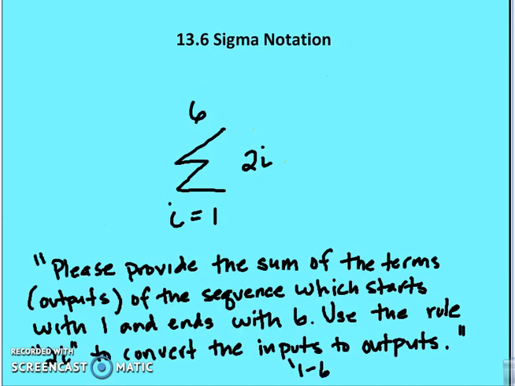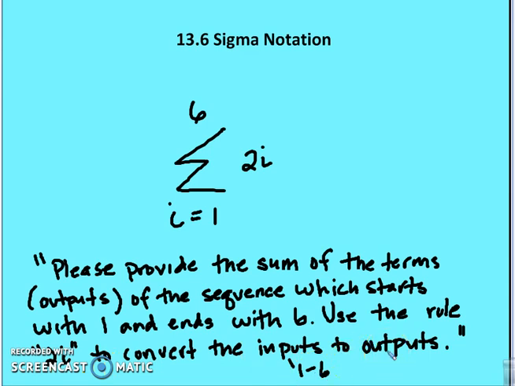All right, so here's a real example. I'm summing a function where I have the input starting at 1 and ending at 6. So my index of summation is i, my lower limit of summation is 1, my upper limit of summation is 6, and my function is 2i. What this is asking you to do is to provide the sum of the terms, which are the outputs, of the sequence which starts with 1, the lower limit, and ends with 6, the upper limit. You're going to use the rule 2i to convert the inputs, which are 1 through 6, to outputs.